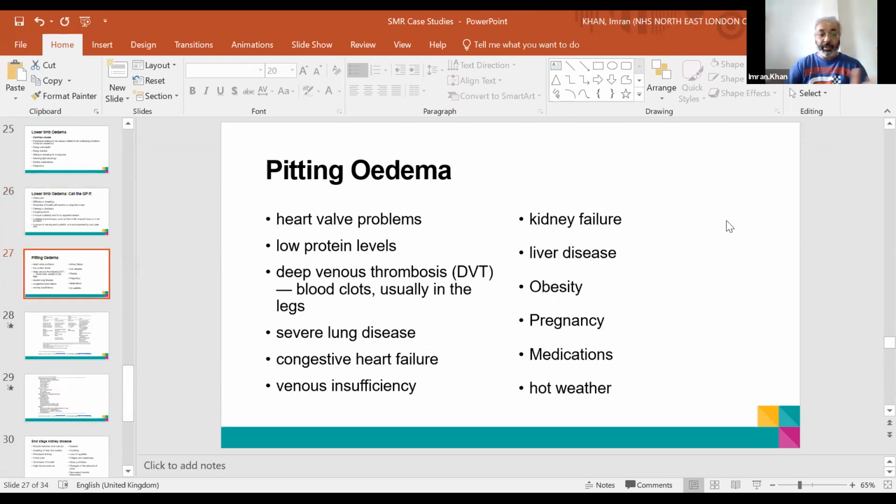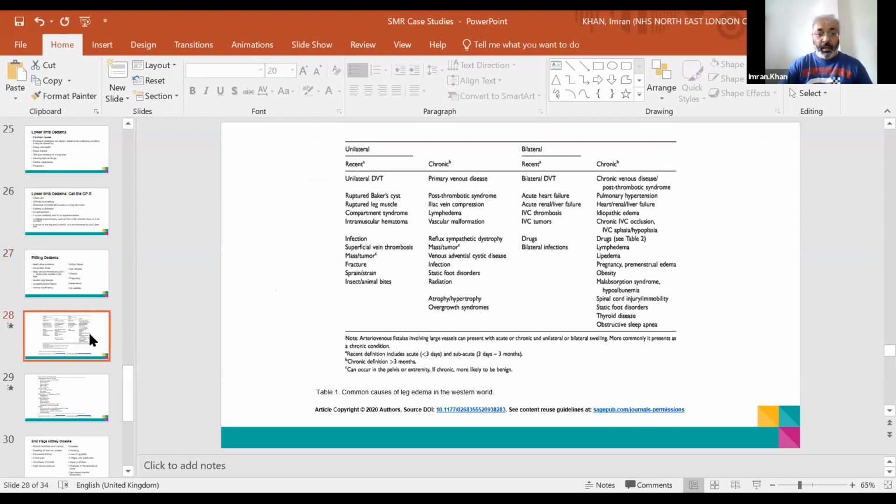So pitting edema, which is what this patient had, these are the most common causes. We've got kidney failure, obesity, liver disease, venous insufficiency, all of these things could be contributing to the patient's pitting edema. I've got some other slides in here which you can look at yourself, which are some causes for one leg edema, causes for both leg edema, acute causes and chronic causes. It's just good to know.